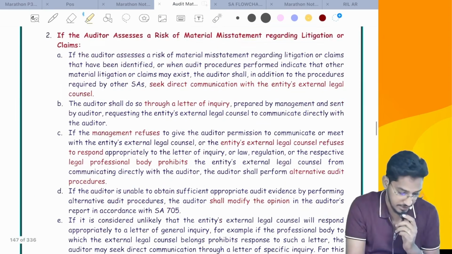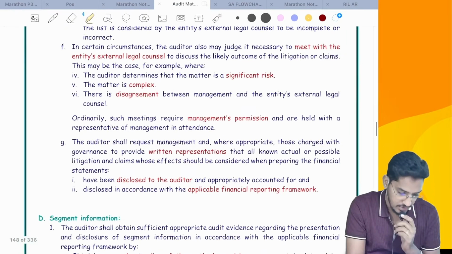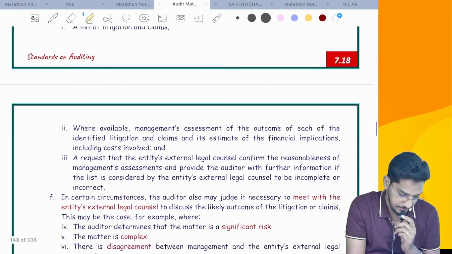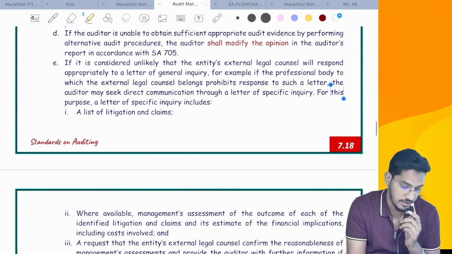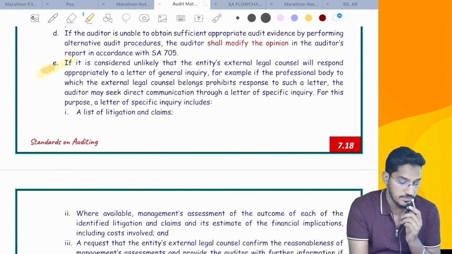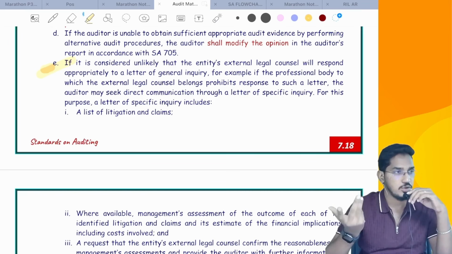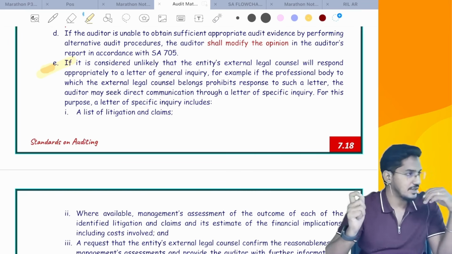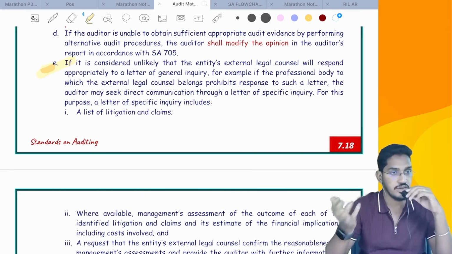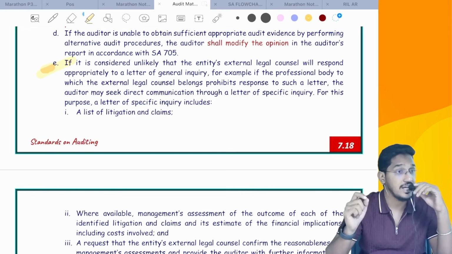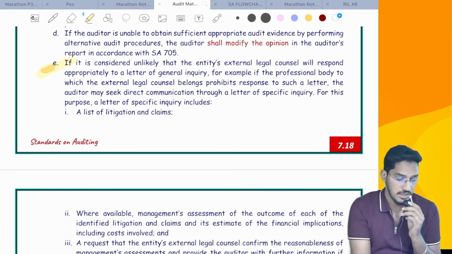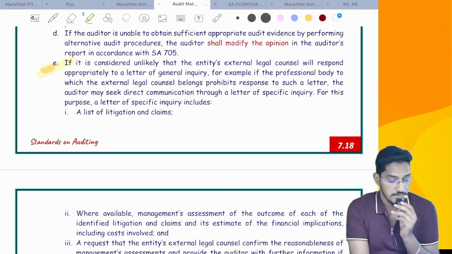And one more small thing is also there here, which is not covered in this chart. Sometimes you might not be able to communicate through a specific letter of inquiry. I told you that you are required to communicate with the entity's external legal counsel through a letter of inquiry. But sometimes, if you read this phrase, it is considered unlikely that the entity's external legal counsel will respond appropriately to a letter of general inquiry.